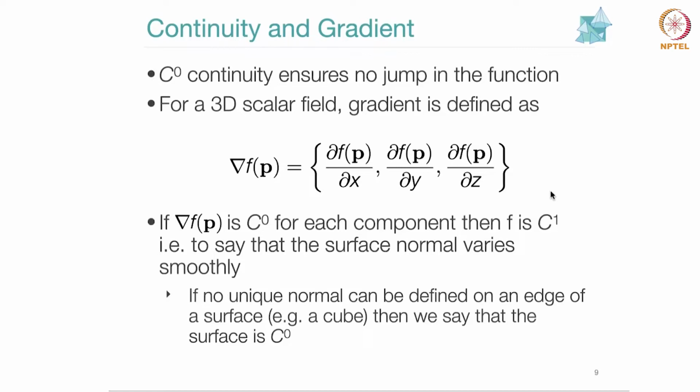Any quick question about C0, C1? So C1 says that the first derivative exists everywhere on the function. C2 says the second derivative exists. C0 says that the first derivative doesn't exist, it's only continuous. It's not smooth. And this is pointwise, so at all points on the surface, this has to happen.